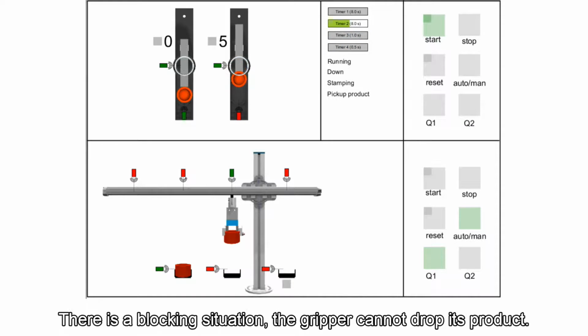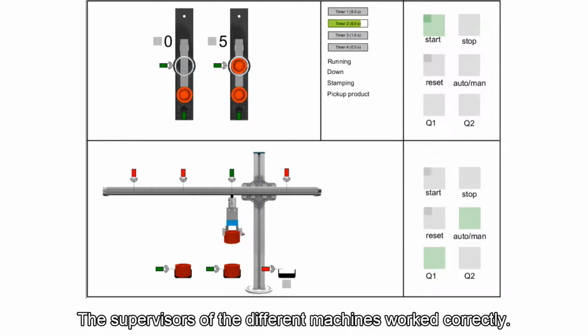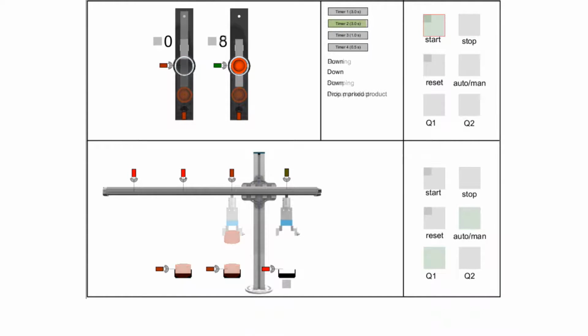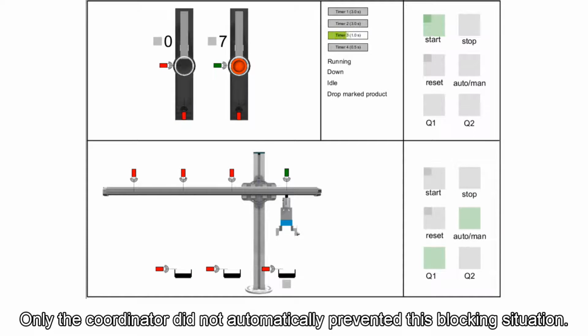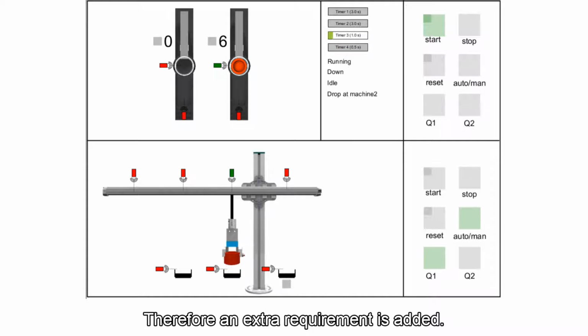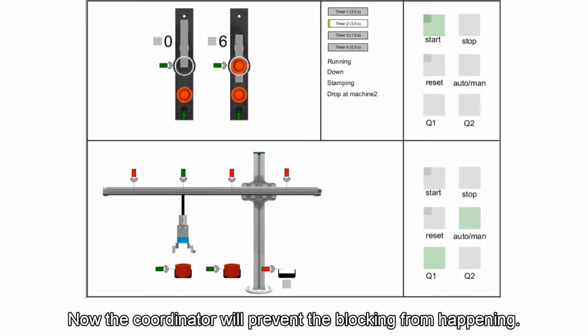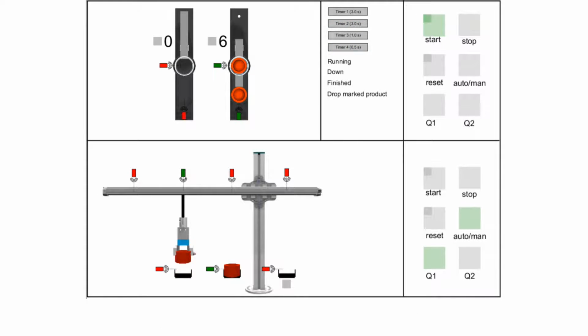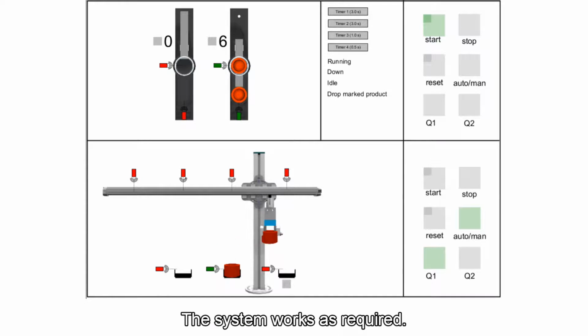But there is a problem. There is a blocking situation. The gripper cannot drop its products. The supervisors of the different machines worked correctly. Only the coordinator did not automatically prevent this blocking situation. Therefore an extra requirement is added. Now the controller will prevent the blocking from happening. This system works as required.